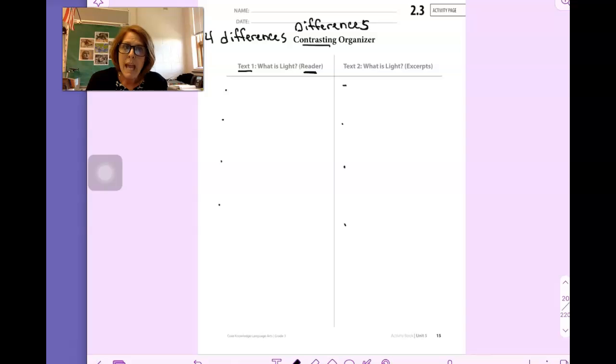So, as you're writing down 4 differences, I want you to think about how the text is presented, what kind of information they're giving us, what they use to give us that information, okay? And I want you to do the very best you can. 4 is your goal. If you get 3, great. If you get 1, try a little harder, but 4 is your goal, all right? I can't wait to see what you come up with.